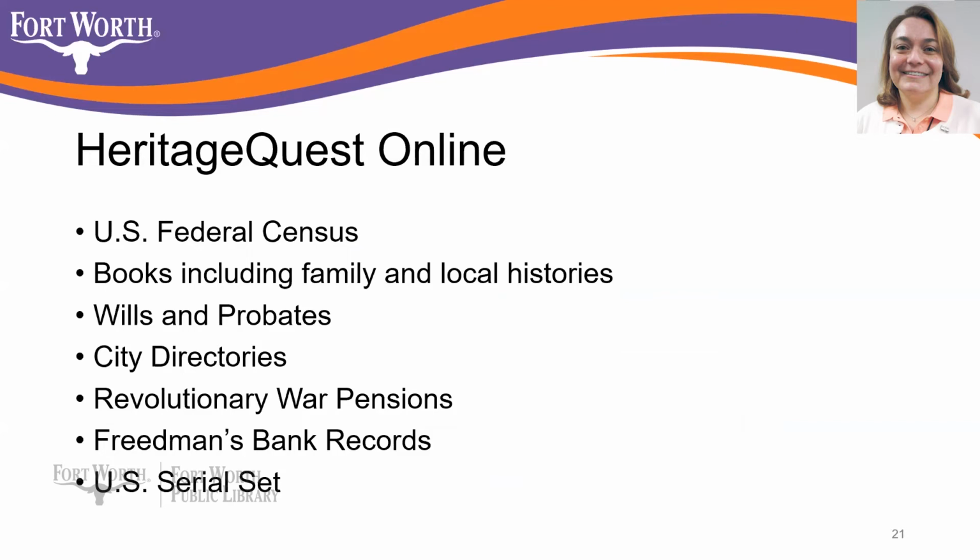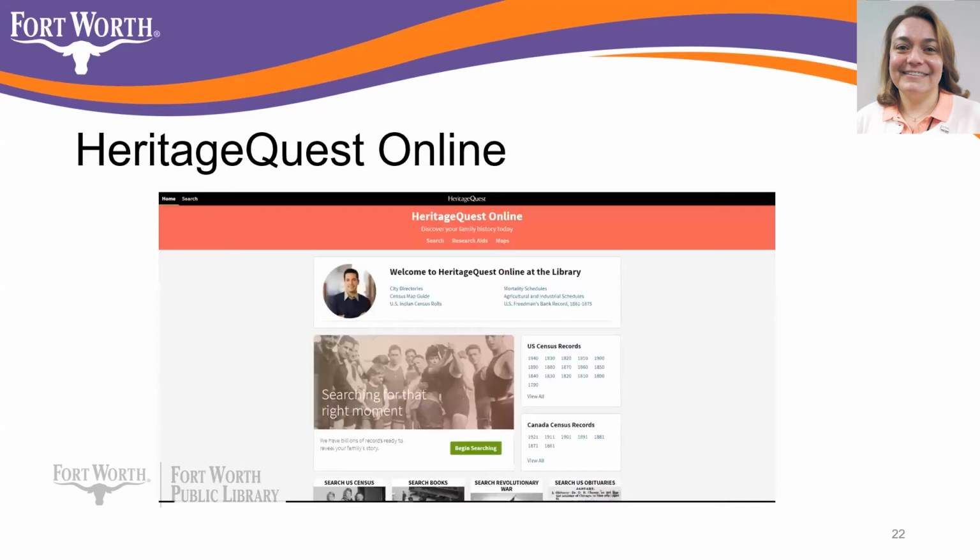Heritage Quest as well has the Federal Census, books, wills and probates, city directories, Revolutionary War pensions, Freedmen's Bank records, and a serial set. Heritage Quest is going to function on a similar premise as Ancestry, but they have unique resources as well, including city directories, census map guides.